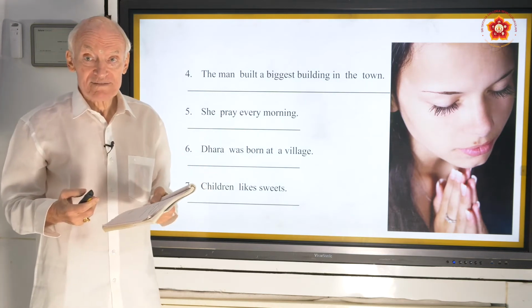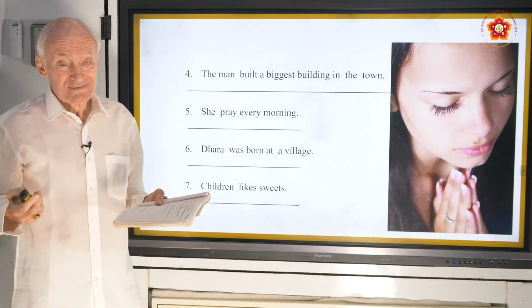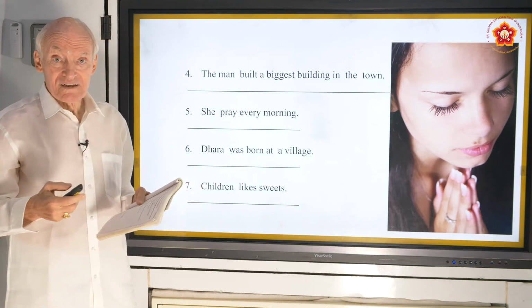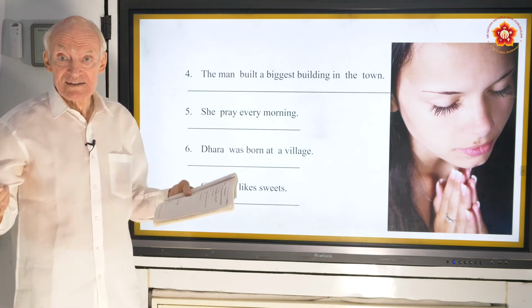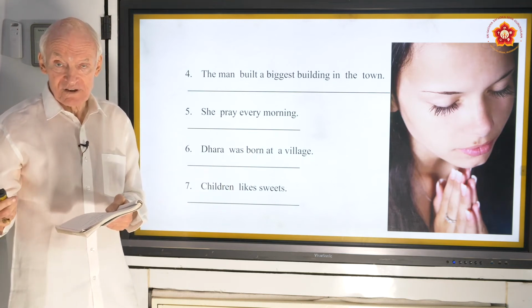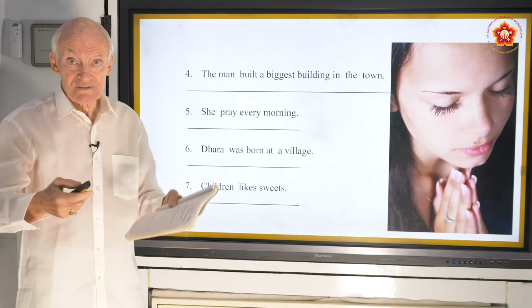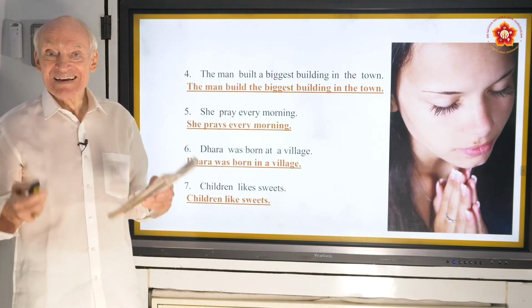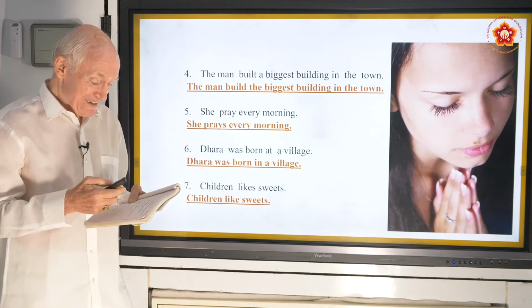Dara was born at a village? Not right. Dara was born in a village. She was in the village. She wasn't at the village. She wasn't outside the village somewhere on the periphery. She was in the village when she was born. Let's see if we're right. Dara was born in the village. Perfect. Let's go to the next one.